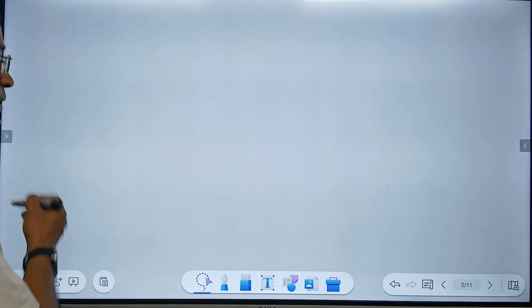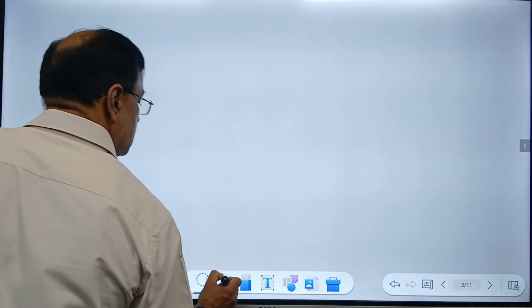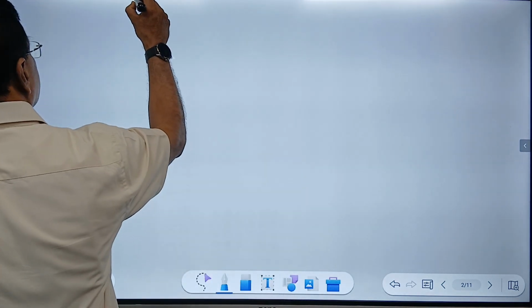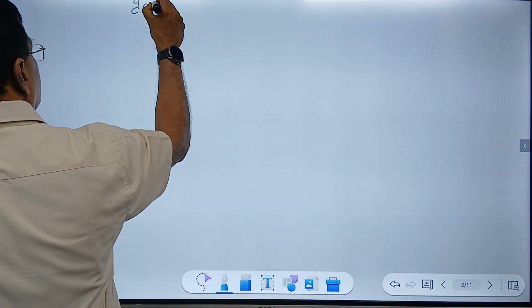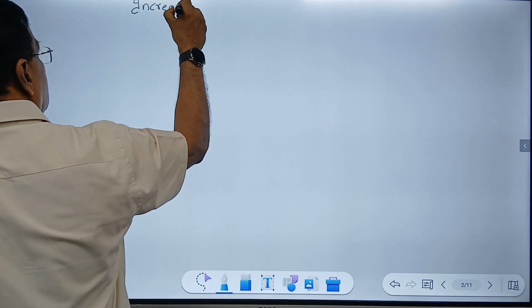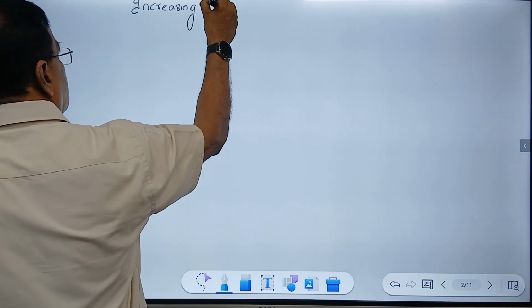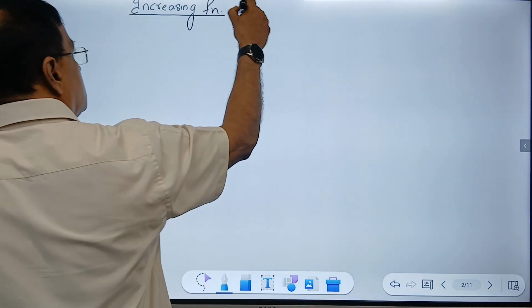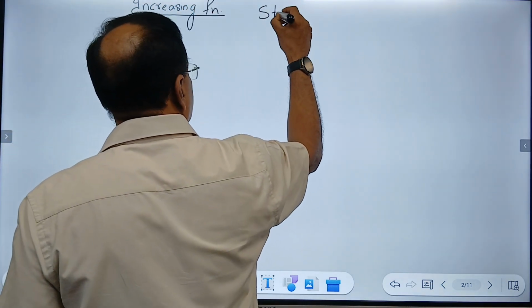So what is an increasing function? First let's discuss what an increasing function is. There's also a word called strictly increasing. We'll come to that later.